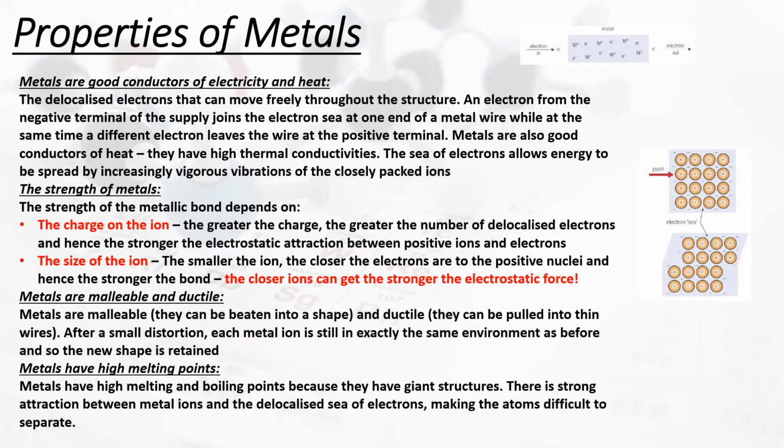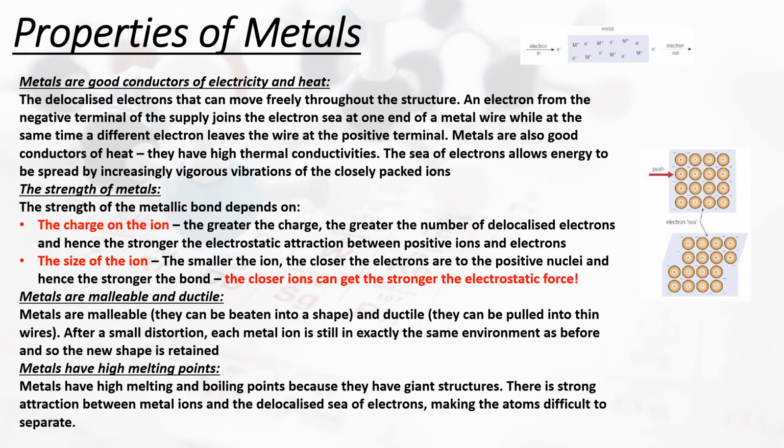Now, if we think about the properties of metals, metals are good conductors of electricity and heat. The delocalized electrons in our metal can move freely throughout the structure. Because they're delocalized, they're not stuck to a particular atom or associated with a particular ion. So, in terms of electricity, an electron from the negative terminal of the supply can join the electron sea at one end of a metal wire, while at the same time a different electron leaves the wire at the positive terminal.